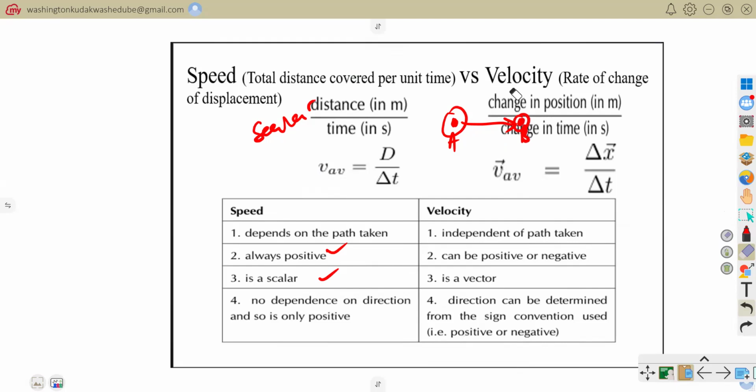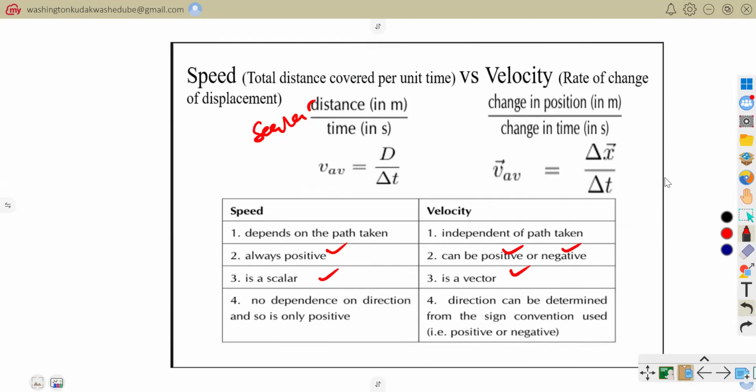So that is the total straight line distance divided by the unit time taken to cover that displacement. So change in position per what? Per unit time. That is what we refer to as what? As velocity. And velocity is a vector, meaning to say that it has both negative and positive. It can either be a positive value or else a negative value. It can either be towards the east or else towards the west. So direction can be determined from the sign convention used.